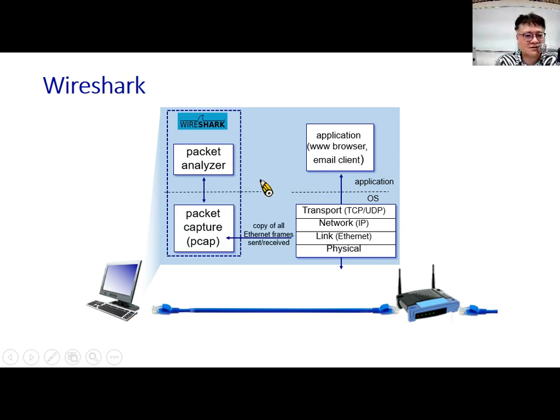It's free. So with Wireshark, you can see the packet analysis and packet capture, and copy all the internet frames, the sender and the receiver. We can check the link layer Ethernet, the IP, or the TCP or UDP based on the different OS. For example, what kind of application you use, like a www browser or an email client, and then go to the transport layer. We can use TCP or UDP over IP and the link layer Ethernet, and the physical layer from this computer to this router or ADSL.